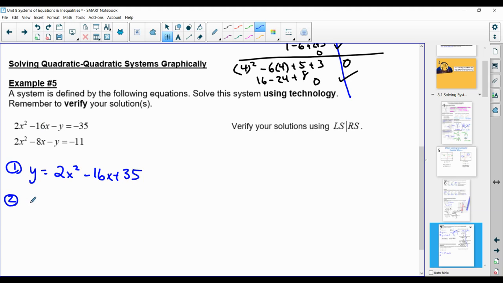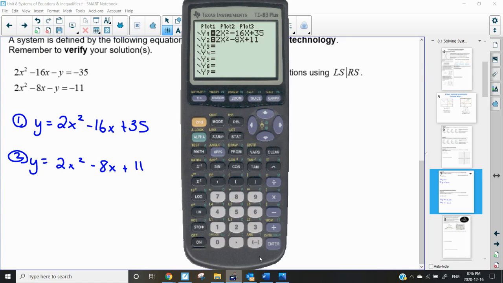For our second equation, we have y equals 2x squared minus 8x plus 11. Notice we're only changing the signs of the terms that have actually crossed the border. We have 2x squared minus 16x plus 35, and 2x squared minus 8x plus 11. Now when we graph those, we're going to have our two graphs. Both will be opening up. And it looks like we have just the one intersection point. Now if we wanted to be sure that there's not another one further off screen, we could zoom out. So zoom and then 3 for zoom out, hit enter.